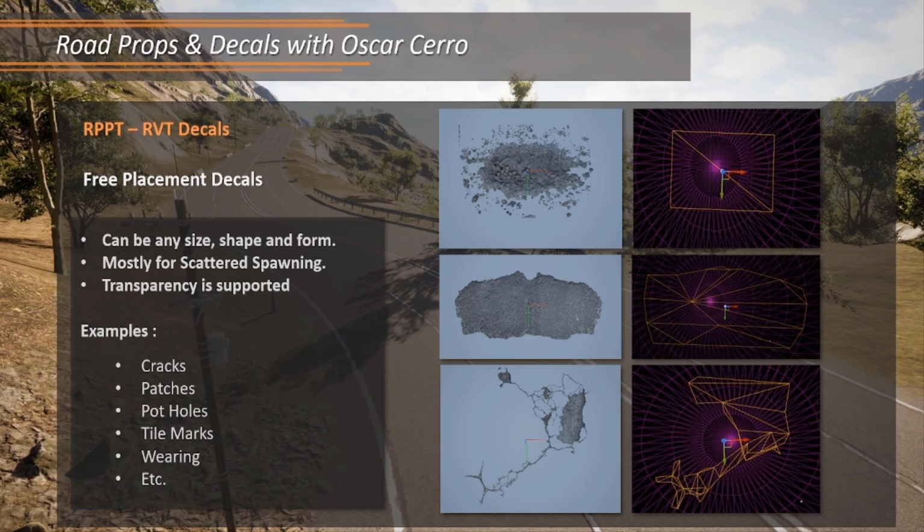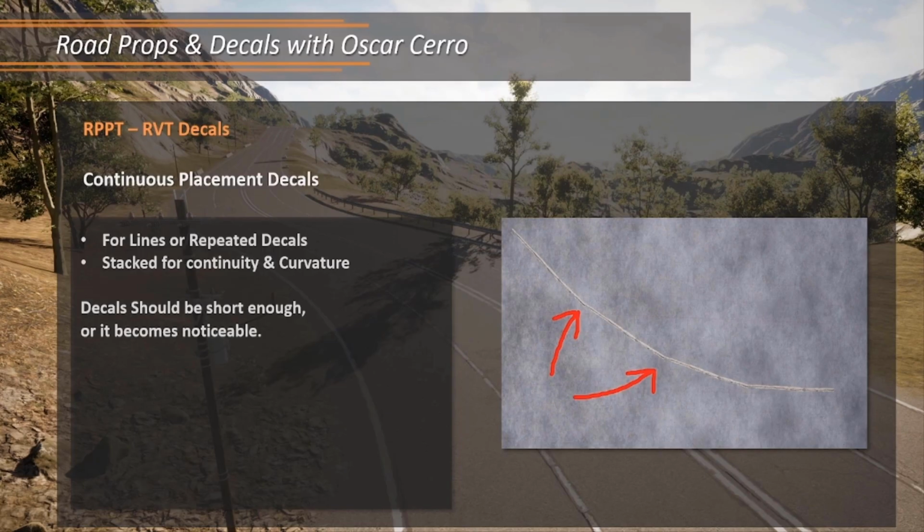You can see in the images what the decal mesh and the texture looks like. Common uses for these decals are for cracks, patches, potholes, tile marks, wearings, you can name it, all these types of assets that add more detail into the road. But continuous placement decals have some caveats.